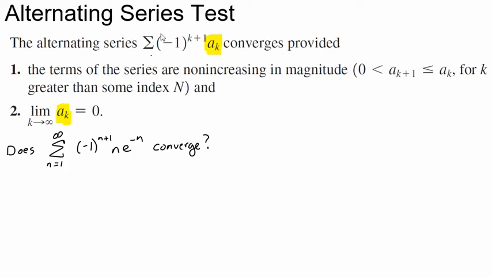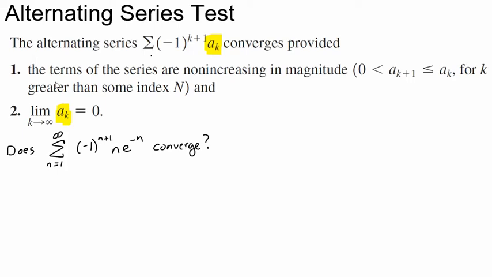All right, so let's look at this example here. Does the sum from n equals 1 to infinity of (-1) to the n plus 1 times n e to the negative n converge? So first thing we notice is, yeah, this is an alternating series because we have this (-1) to the n plus 1. That tells me it's alternating. So I can apply the alternating series test and see if we get any results.